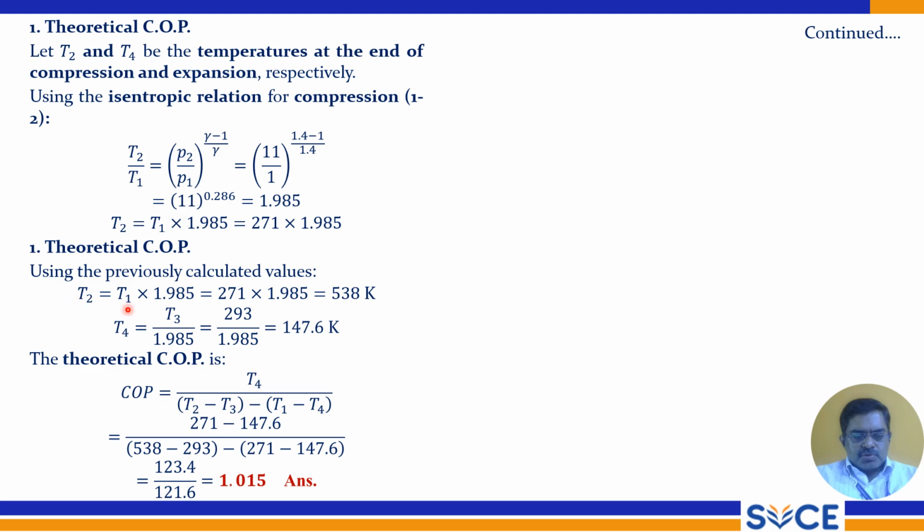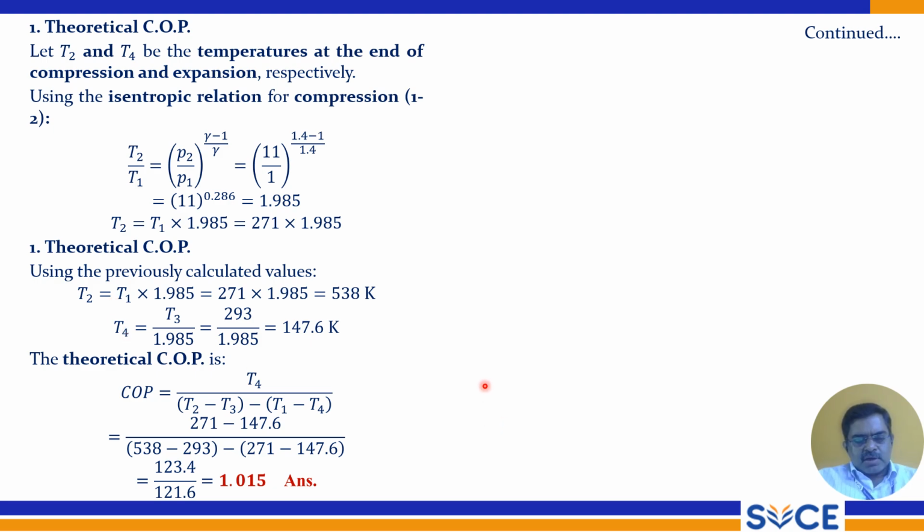So T2 equal to T1 into 1.985 equal to 271 into 1.985, that is equal to 583 degree Kelvin. So that is T2 value, and T4 also can be calculated. T4 equal to T3 divided by 1.985, that is equal to 293 divided by 1.985, that is equal to 147.6 degree Kelvin. So T2 and T4 also now we have found out.